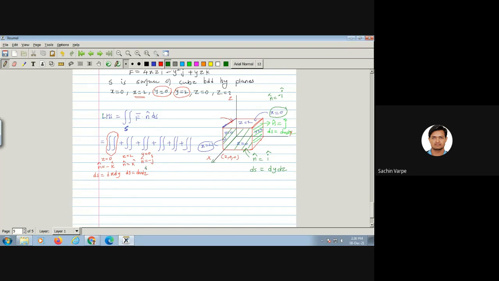And the area element ds is dx dz. Oh, I made a mistake for the second one, it should be dx dy here. Yes, it must be dx dy. So here dx dz. And if we call y equal to 2 the fourth surface, then for y equal to 2, what will n cap be? That will be j cap.